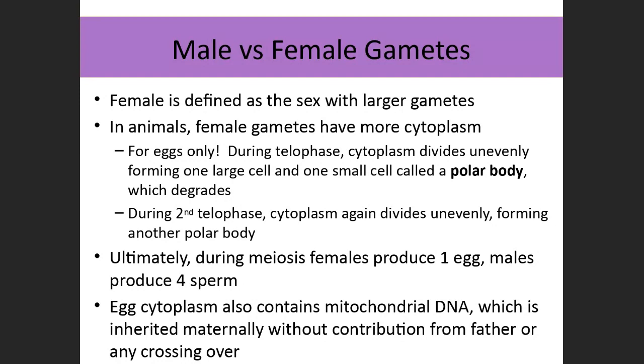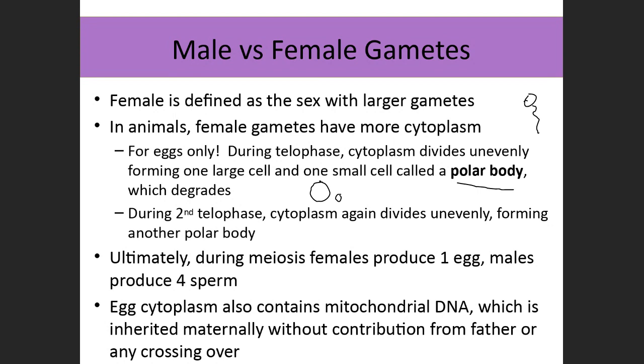In animals, the female gametes have more cytoplasm. That's not necessarily true in other organisms, but in animals, the female has more cytoplasm, right? So if we think of an egg versus a sperm, an egg can be very large. A sperm is tiny. It just is a little head of DNA, okay? For eggs only, during telophase, when they're splitting up that cytoplasm, all of the cytoplasm, or the vast majority, is going to go just to one side. All of the mitochondria, the endoplasmic reticulum, all that good stuff that's in the cytoplasm, it's just going to go to one side, and the other one is going to be this tiny little thing that gets nothing.